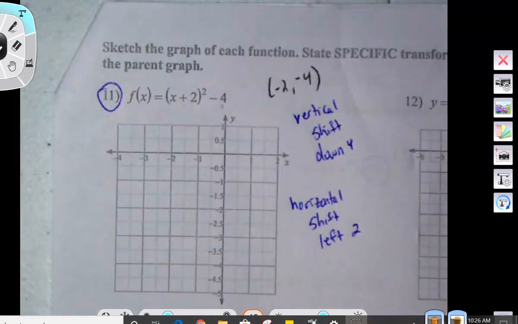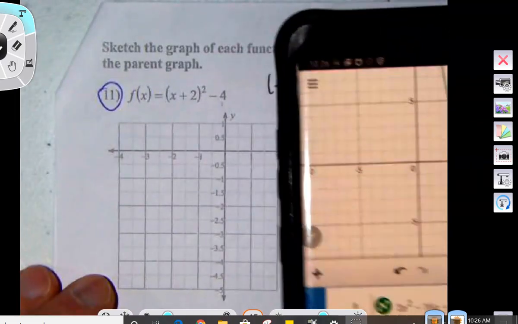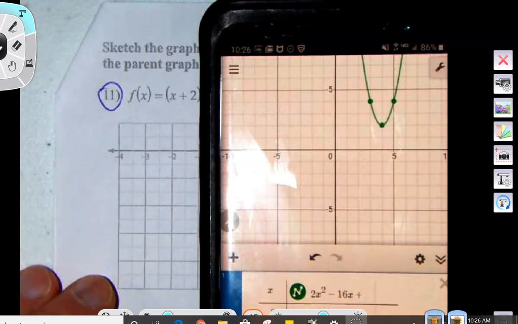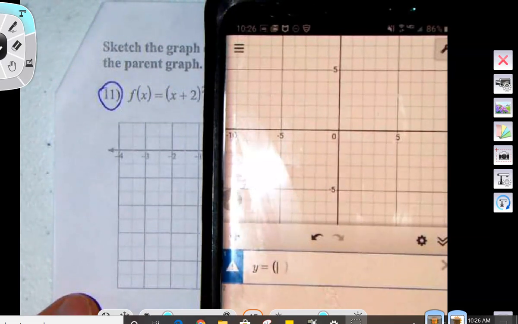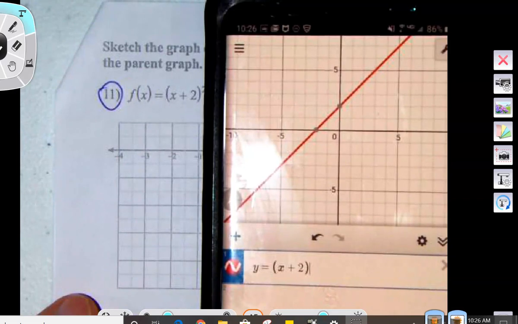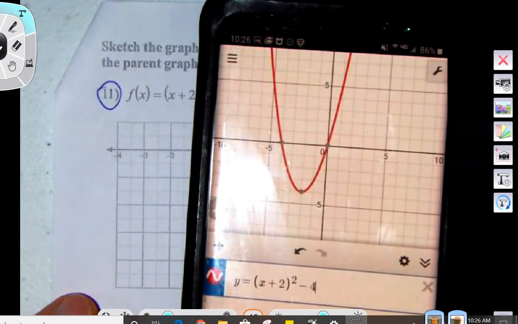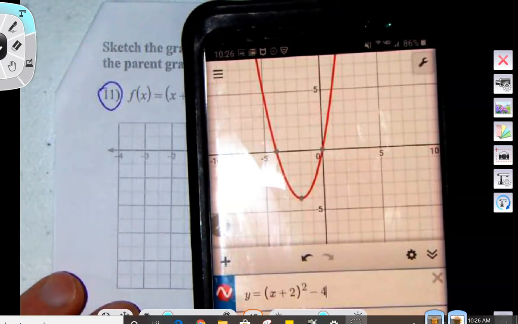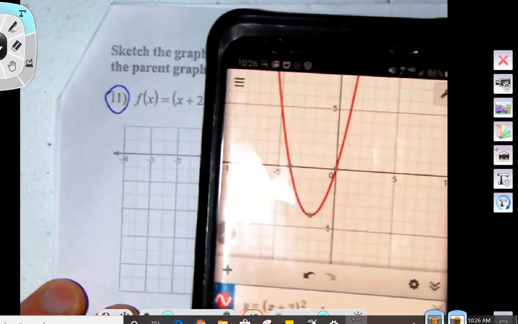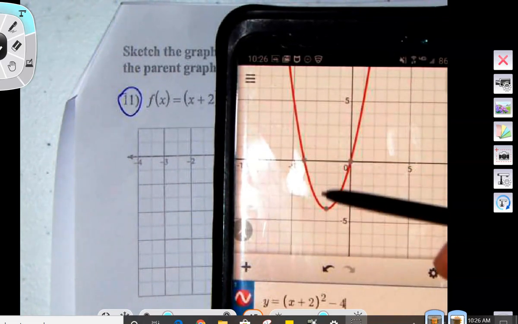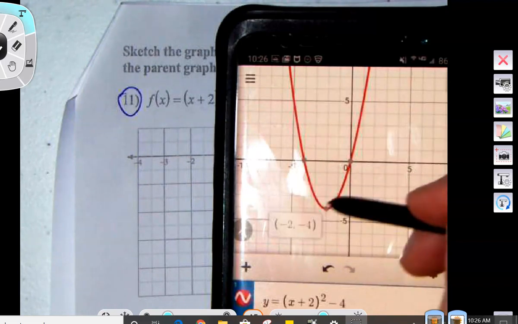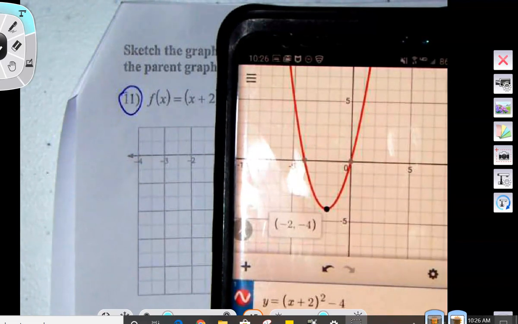And then we just need to be able to graph it. So I'm going to just type this into Desmos to be able to do that. I'm going to say y equals, and then in parentheses, x + 2, squared, and then -4. Just to double check, we said that it went left 2 and down 4. Our parent function's vertex is at 0, and I went left 2 and down 4, and that's where our new vertex is. And we can see it definitely is that (-2, -4) that we said.